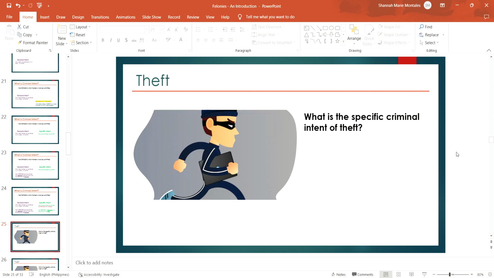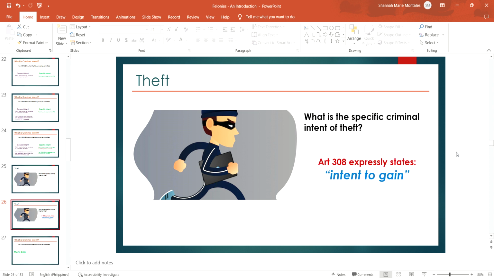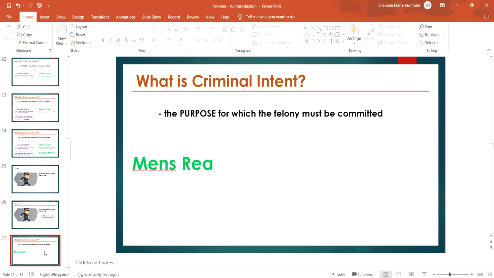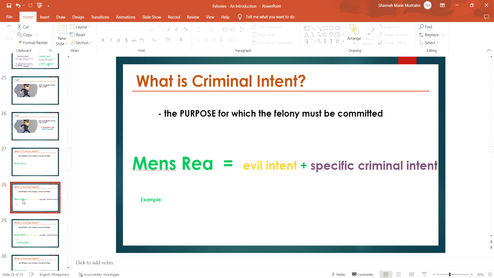Okay, for example, what is the specific criminal intent of theft? So, Article 308, if you will read, sinabi dyan mismo sa Article 308 na dapat merong intent to gain. So, babalikan natin yung term na mens rea kasi this talks of criminal intent. But specifically, it is evil intent plus a specific criminal intent.